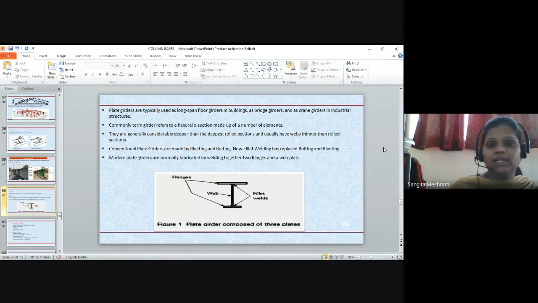It is typically used for long span floor girders in buildings. ठीक है, span अगर ज़्यादा है in case of buildings or bridge, okay, so in that case we can use this plate girder. It is a flexural member. It is made up of a number of elements.